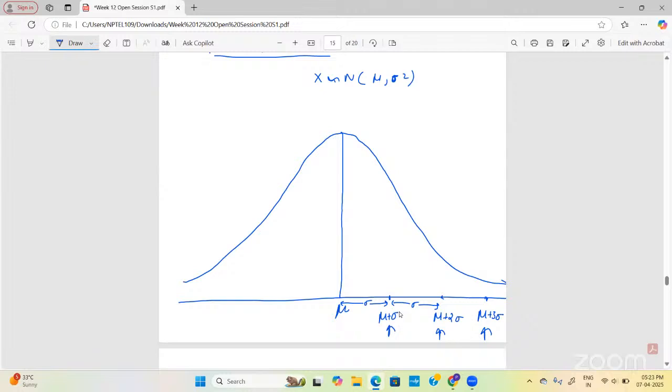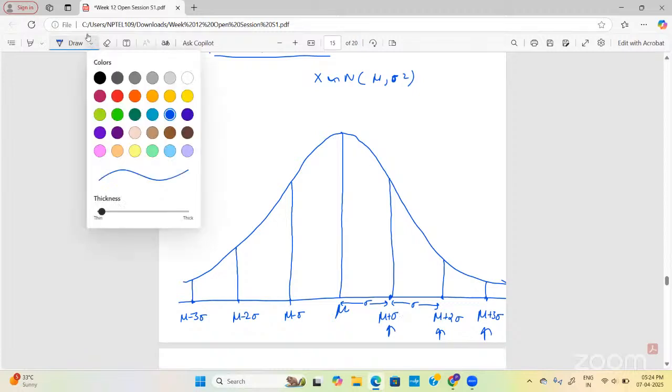Similarly, we can go to the left side also. So this will be mu minus sigma, this will be mu minus 2 sigma, and this will be mu minus 3 sigma, right? Now we have to see a few things here. This is one standard deviation away from the mean in both directions. Then 2 standard deviations away from the mean, which means this. Then it is 3 standard deviations.